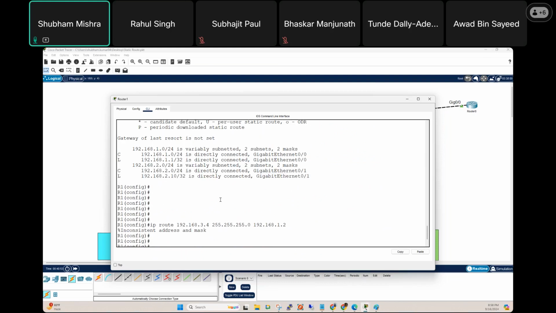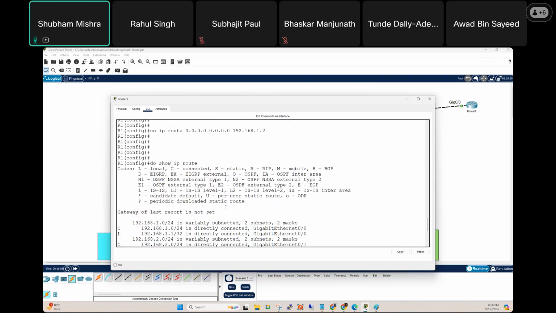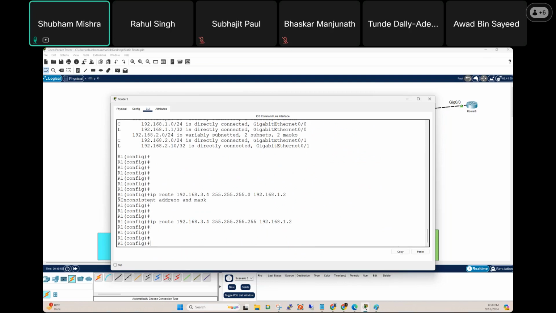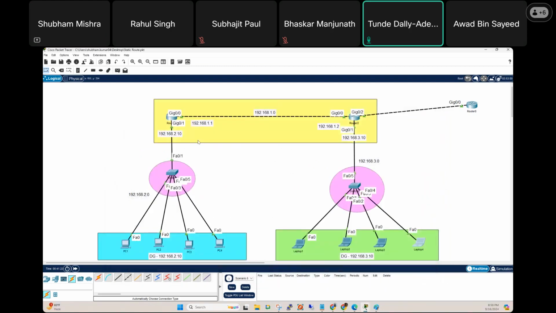But before, when I wrote the same command here, I was getting the error inconsistent address and mask. What is the meaning of this line? It means the address which you are mentioning and the subnet mask which you are mentioning are not compatible. That's why you are not getting any response. So whenever you are mentioning any particular host, you must mention /32, not /24.